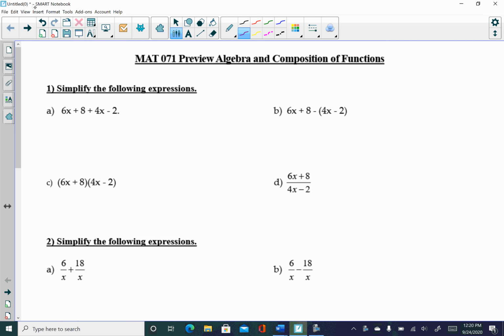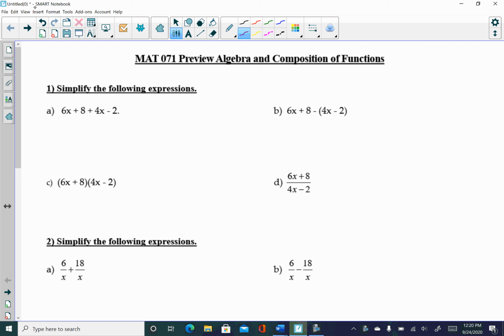Hi there. So in this section, I'm just going to give you a little bit of a preview of the algebra behind working with functions and just a brief preview of the composition of functions. But this will hopefully take care of the algebra behind the scenes so that you can focus on the new concept in your 171 class, which will be the composition of the functions.